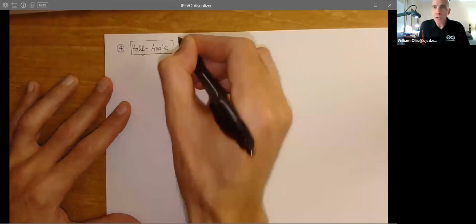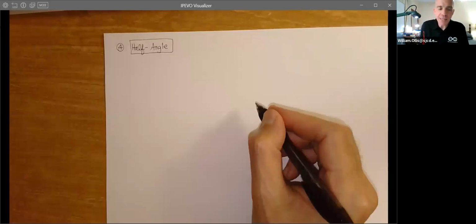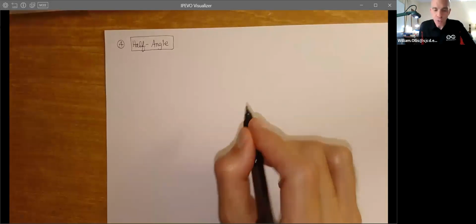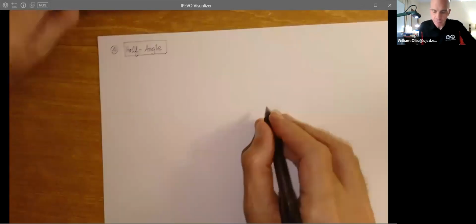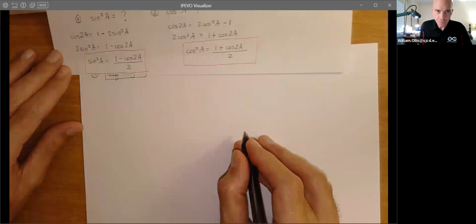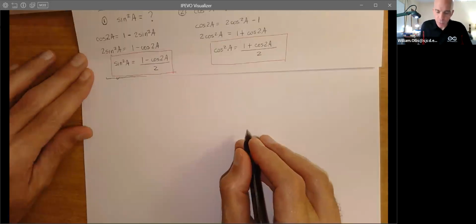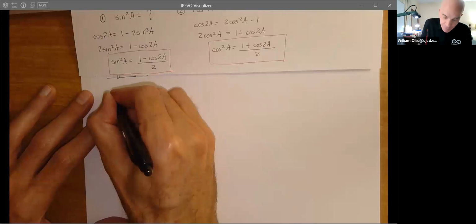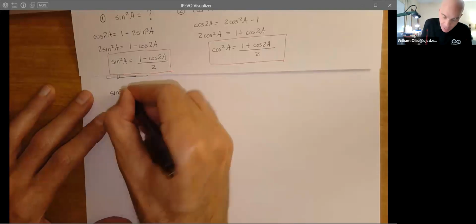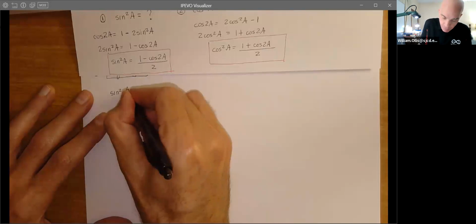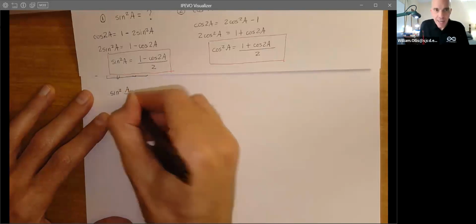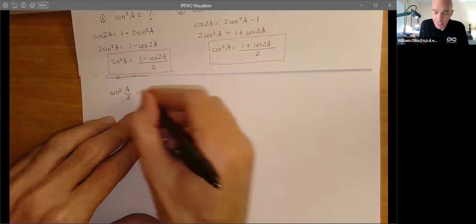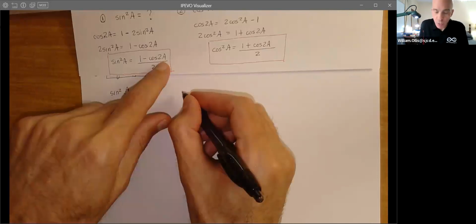So what we're going to do is we're going to replace, in this particular case, the A with A over 2. So now, look here. We're going to do a replacement. So we'll say sine squared of A over 2. So replace A with A over 2 here. Now, of course, if we replace A with A over 2 here, the 2A becomes A.